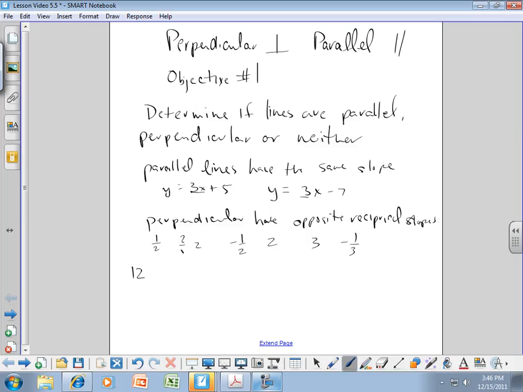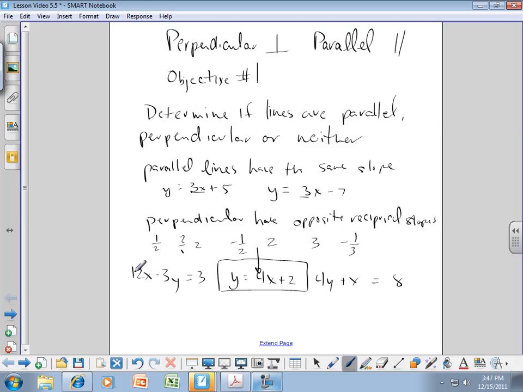What you're going to run into is this. They're going to say, okay, here's a line, 12x minus 3y equals 3. Here's a line, y equals 4x plus 2. And here's a line, 4y plus x equals 8. And they're going to ask you, are any of these parallel, are any of these perpendicular? Well, what should you do? You should get them all into slope-intercept form, just like this, because in slope-intercept form, you can immediately see what the slope is, can't you?